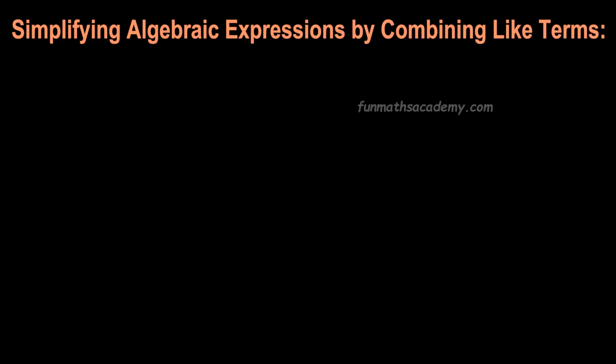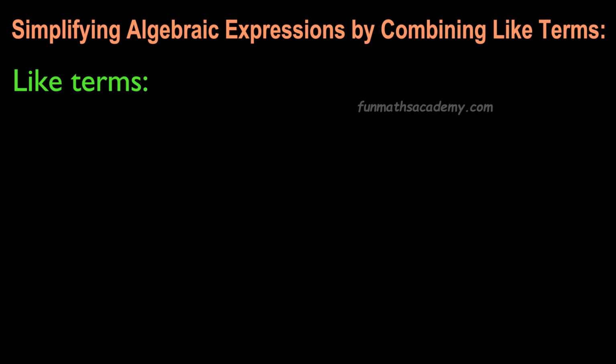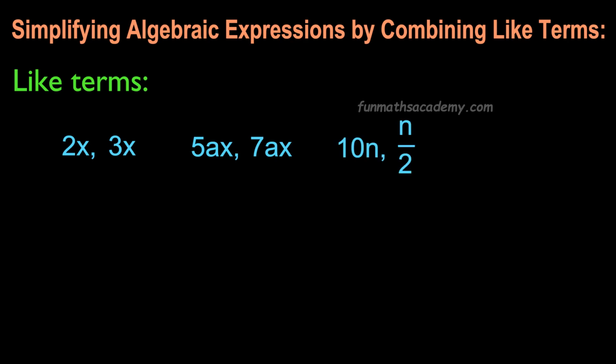When writing algebraic expressions, we try to shorten or simplify the expression as much as possible. To simplify, if it has the same variable part, it can be combined. This is called combining like terms. Like terms have identical variable parts. For example, 2x and 3x, 5ax and 7ax, 10n and n by 2.